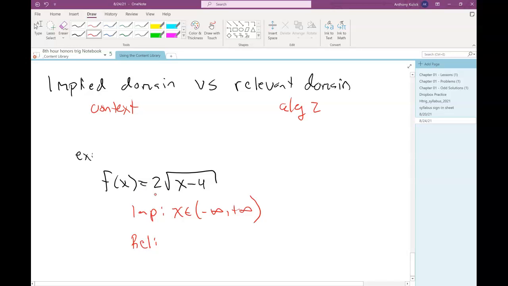To do the relevant domain, I'm going to look at the operations that are involved in this function. So when I look at this, I see 3 operations. I see multiplication. I have 2 times the square root of yada, yada, yada. I see subtraction because I have the square root of x minus 4. And I see a square root. So 3 operations. Everybody good? See the 3? So what I'm going to do now is I'm going to think about, okay, if I have 2 real numbers and I multiply them together, can that ever give me an undefined result?